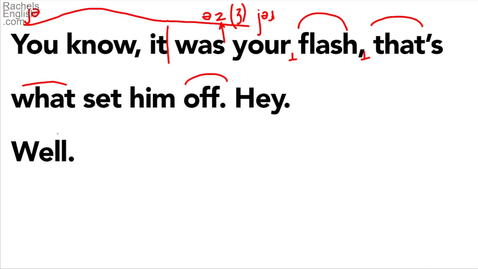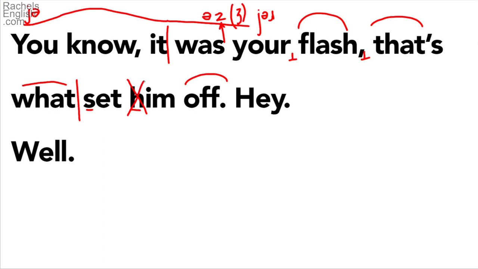A little bit lower in pitch, a little bit flatter. What set him? What set him? Stop T in what? Because the next word begins with a consonant. Now you may think stop T in set because the next word begins with a consonant. But actually, he dropped the H sound.